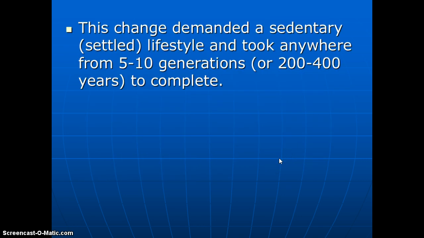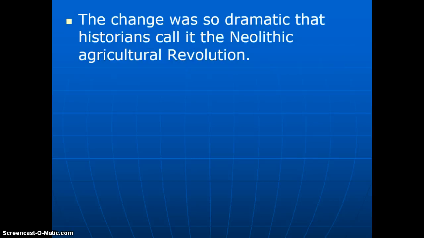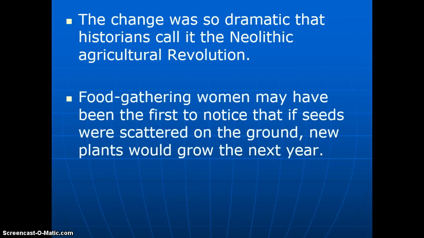This change is going to take risk. People have to settle down and stay in one place and not follow the food anymore and hope that they really are right about it growing. And so it took a long time to take that risk, 5 to 10 generations, which would be the equivalent of about 200 to 400 years. The change is so dramatic that historians do refer to it as a revolution.